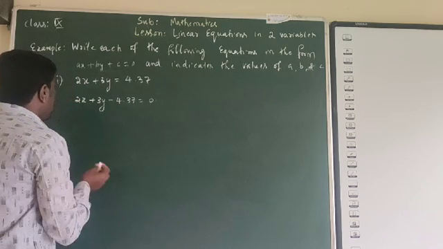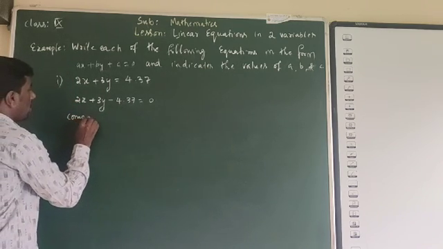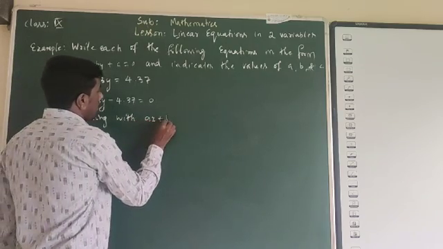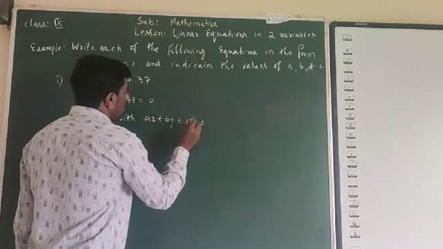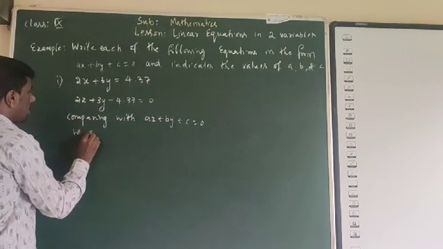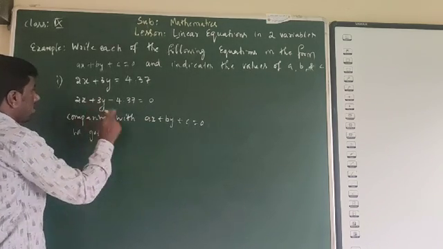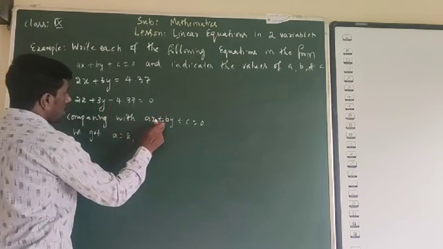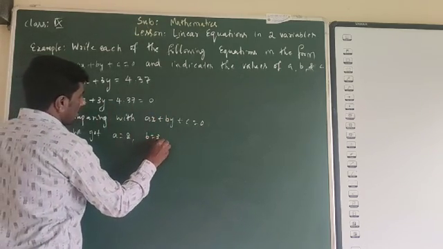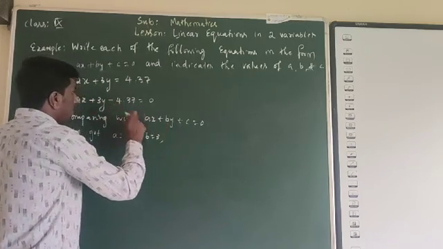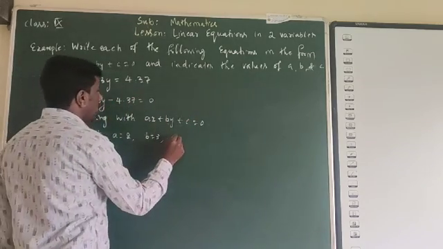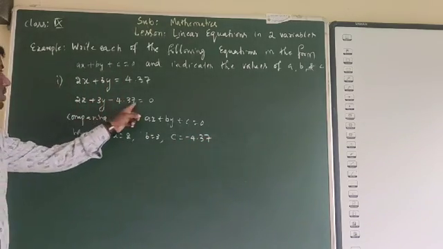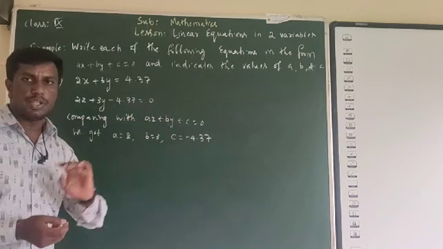Okay. Now comparing with ax plus by plus c is equal to 0, we get, in the place of a we have 2. Okay. In the place of b, 3. So in the place of c, minus 4.37. So c is equal to minus 4.37. This is representing the equation in general form and writing the a value, b value, c value. Right?